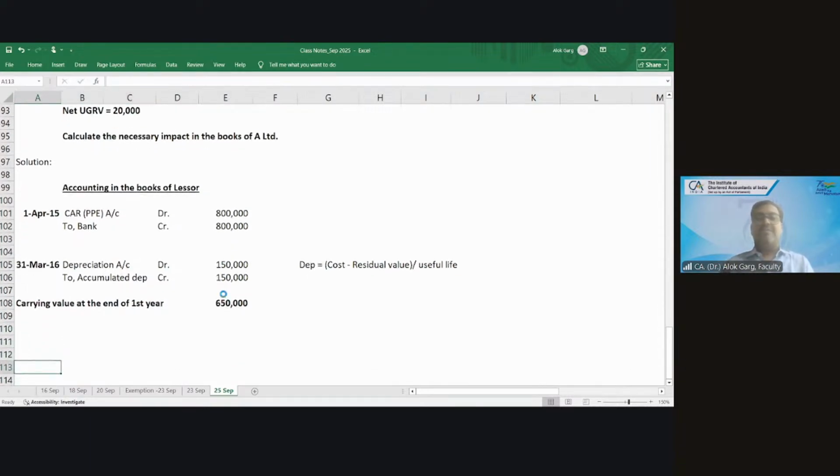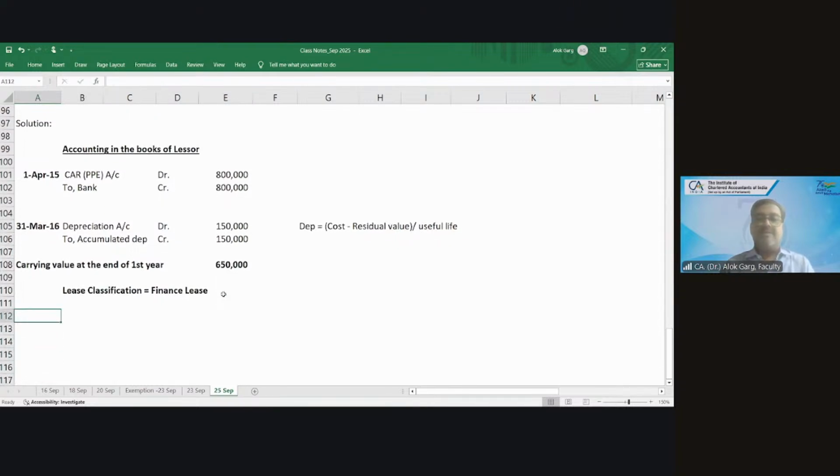Okay, now this lessor has to lease the car. So what is the classification in the books of the lessor? What is the lease classification? It is a finance lease, because it is for the full life of the asset. Lease classification is equal to finance lease.